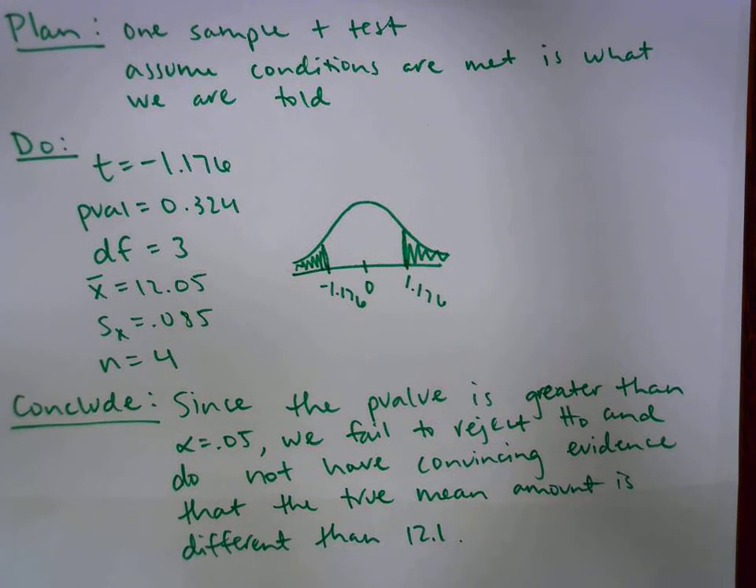So what does that mean? We don't have convincing evidence that it's different than 12.1, so we're not going to recalibrate the machine yet, right? We're only going to recalibrate if we have convincing evidence that it is different than 12.1. Okay, so for part B, that one should have been pretty straightforward.